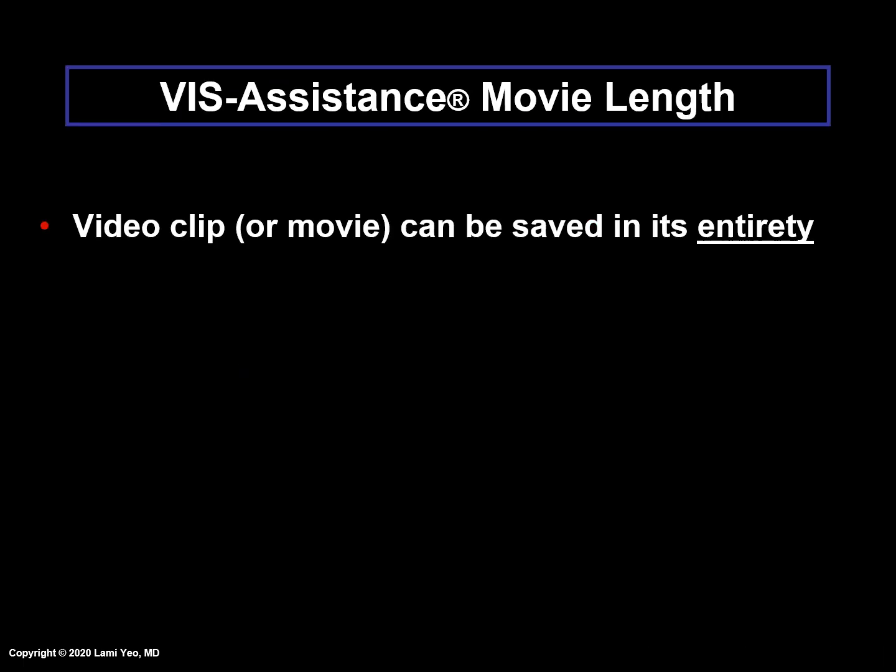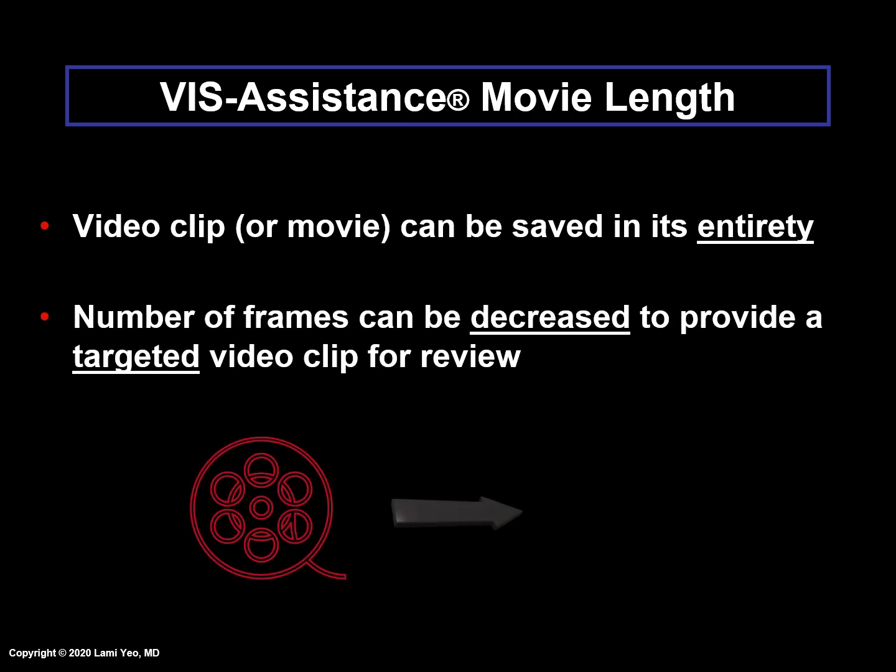Visa Assistance video clips can be saved and shared in their entirety, meaning that all frames are included. However, we recognized that users might want to decrease the Visa movie length to focus on a specific area of interest. In other words, the number of frames could be decreased to provide a targeted video clip for review. This is accomplished through the tool known as Movie Length.